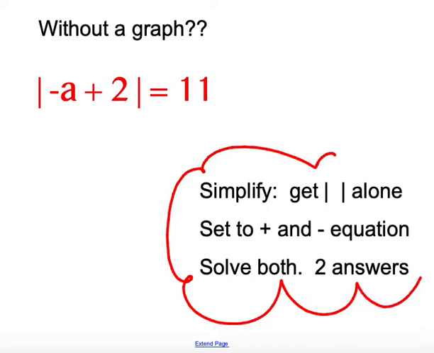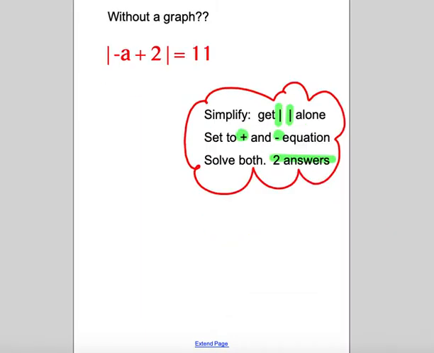Every single time we're going to do this. So simplify, which means get the absolute value by itself. Then we're going to set it to positive and negative. So we'll have two different equations. And then we're going to solve both of those, and those are going to give us our two answers.